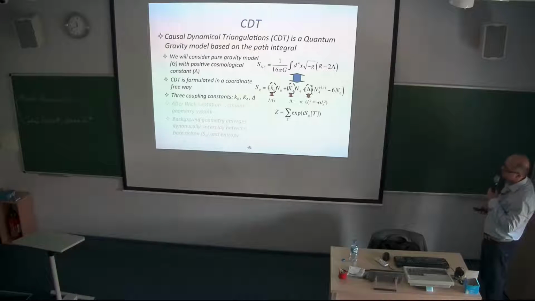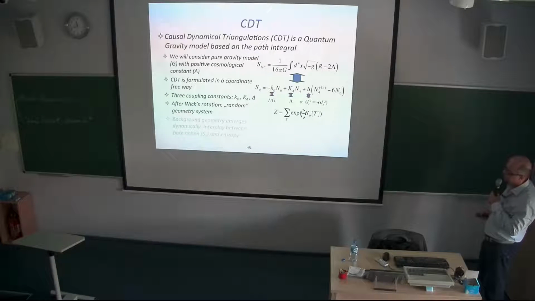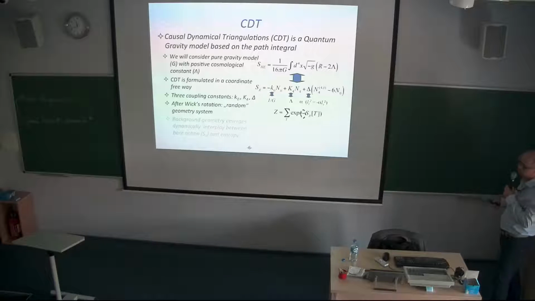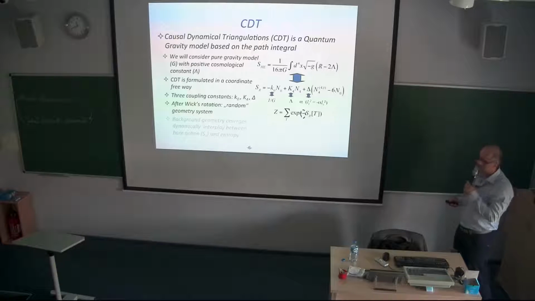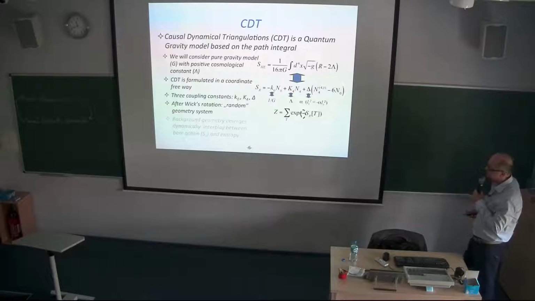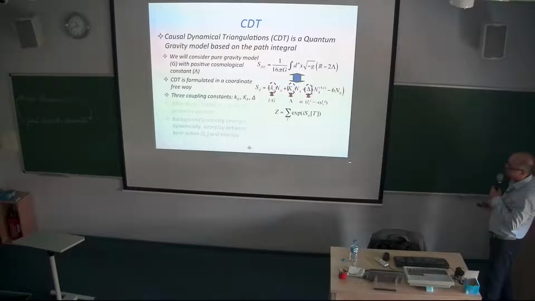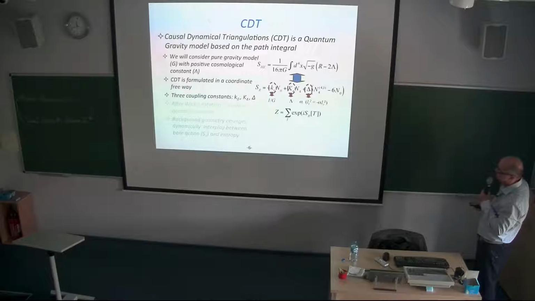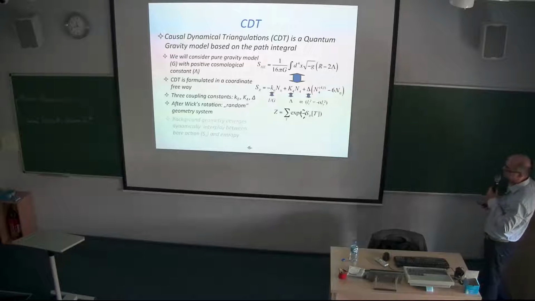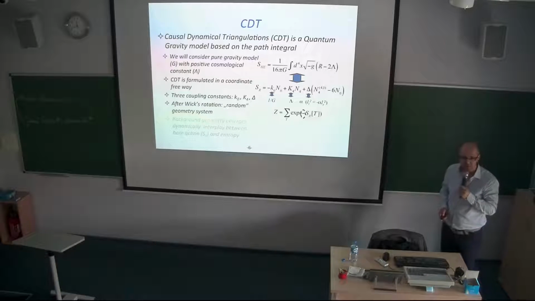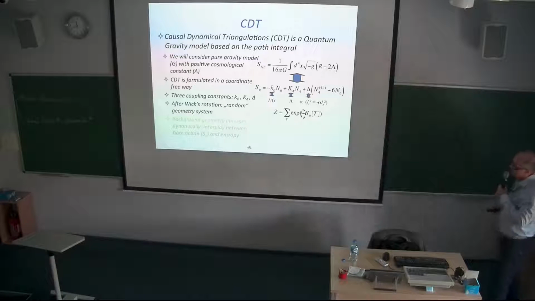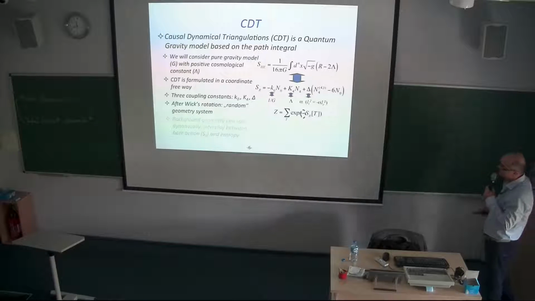And then what we do, we make a big rotation, which is well defined in this setup as we know this time structure of the space. From this type of path integral, we just get the partition function with minus action, which is a system of random geometry which can be investigated using numerical methods, Monte Carlo methods. I will not go into details of these numerical simulations, but just show you the results.